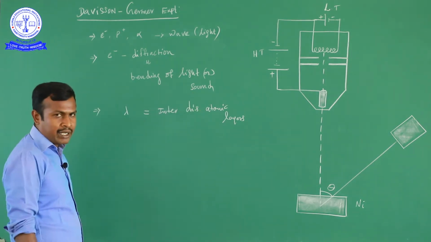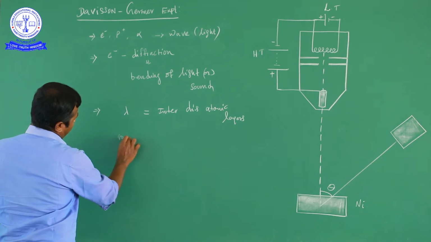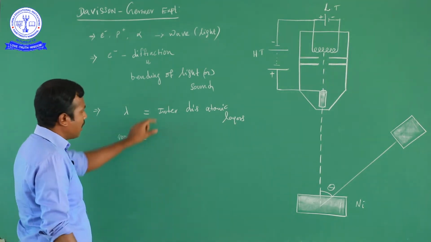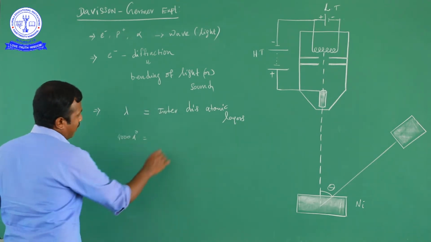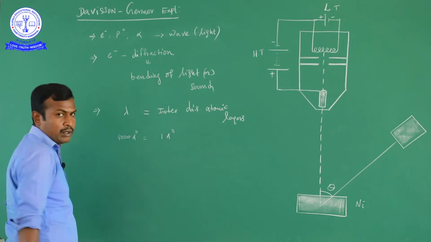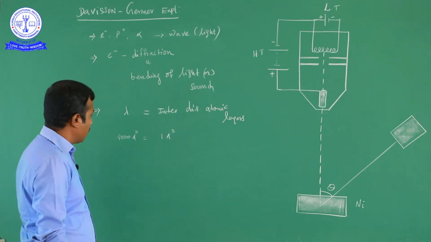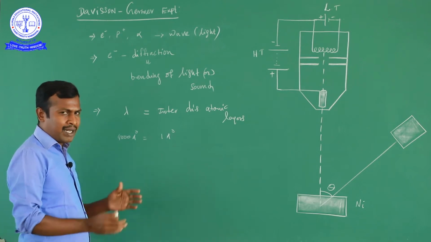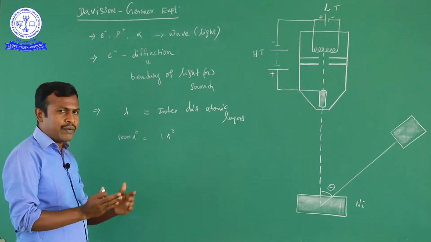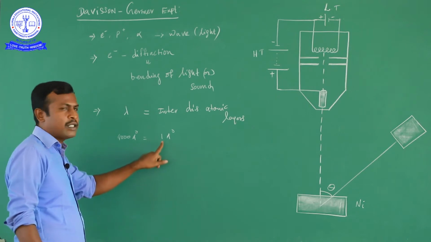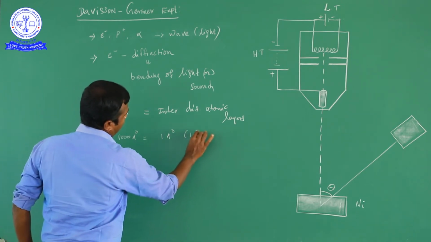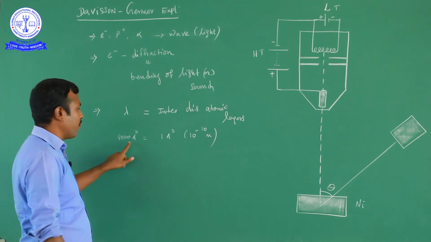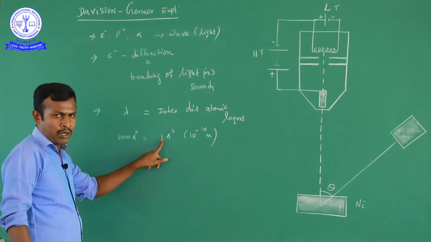Suppose we take visible light. The wavelength of visible light is approximately 4000 Armstrong. The interdistance of atomic layers should lie in the range of 1 Armstrong, so there is a difference of 4000. In crystals, the interatomic distance from one atom to another should lie in the range of 1 Armstrong, which is 10 power of minus 10 meter. Here 4000 Armstrong, here 1 Armstrong.